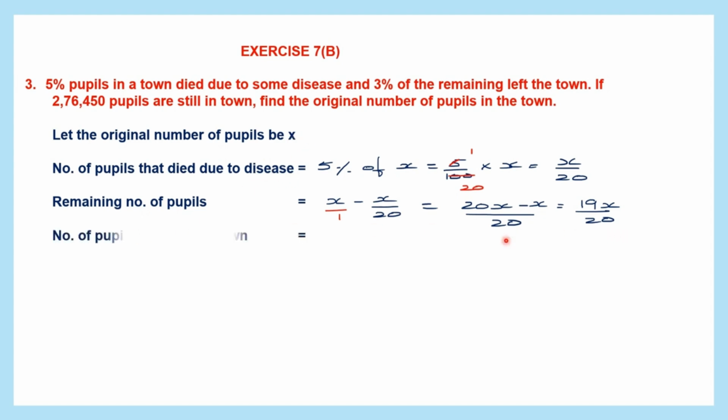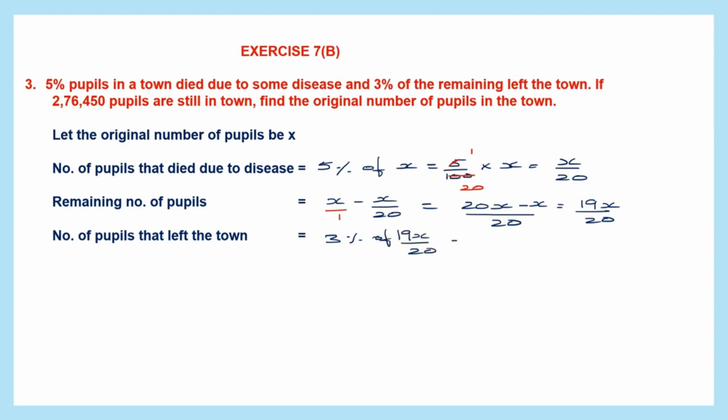Now let's continue. Now the number of pupils that left the town. So here the number of pupils they say left the town is 3% of the remaining. It says very clearly 3% of the remaining. So this is the remaining. So 3% of this. So let's write that. So that will be 3% of 19x by 20.